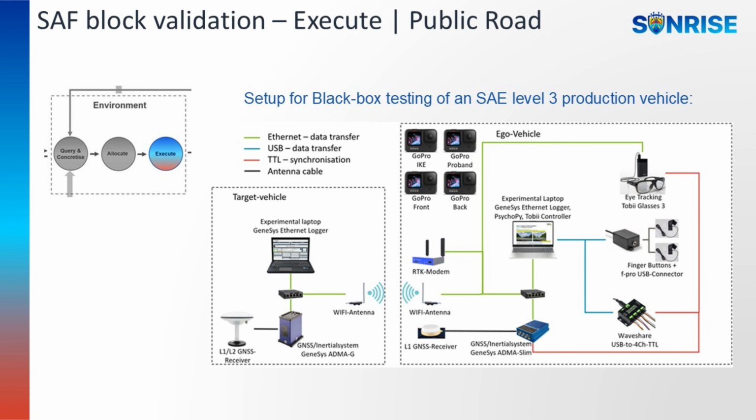In this phase of the SAF block validation, the focus is on real-world execution, conducted on public roads. The vehicle under test, VUT, operates in live traffic, interacting with real vehicles, pedestrians, and infrastructure. This slide shows the setup used for black box testing of an SAE Level 3 production vehicle on German highways.